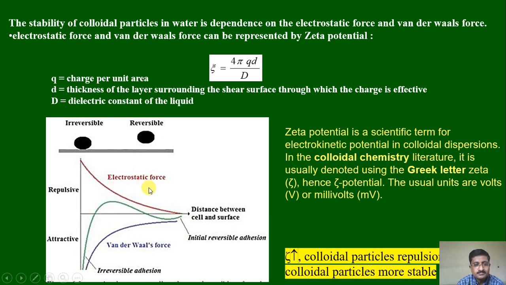Especially this zeta potential is the scientific term for the electrokinetic potential in the colloidal dispersion. In colloidal chemistry literature, it is usually denoted by the Greek letter zeta, and hence zeta potential, and the usual units are volts or millivolts when we are calculating that. So we have to remember how the repulsive forces and attractive forces work. The repulsive forces are associated with the electrostatic force, right? And the attractive force you can see here is associated with the van der Waals forces.